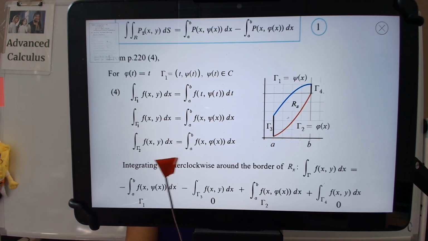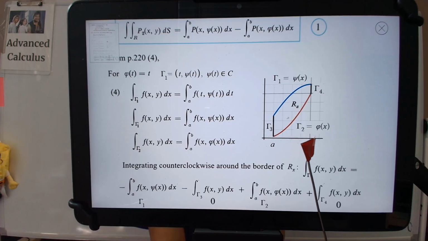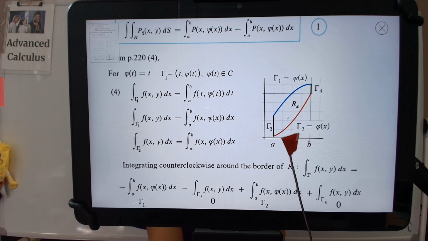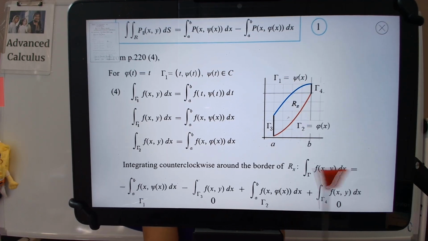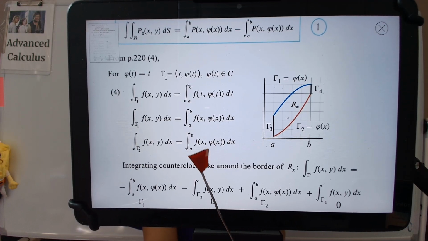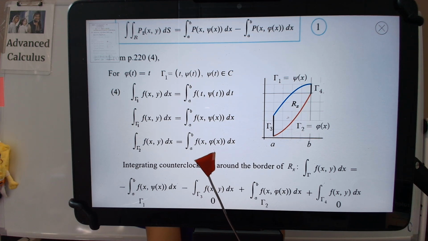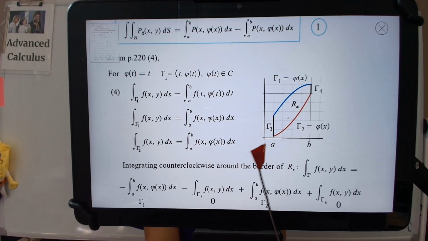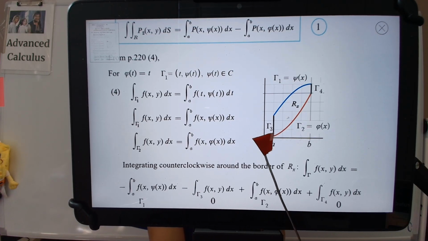This is slightly confusing, so I have to be very careful. The point is, gamma 2 is the function phi of x, in other words the bottom curve, and integrating over gamma 2 is where the y value is equal to phi of x, and all this works out in the same way. This region here is called the Rx region. We also have vertical lines here, gamma 3 and gamma 4. They're just vertical lines.